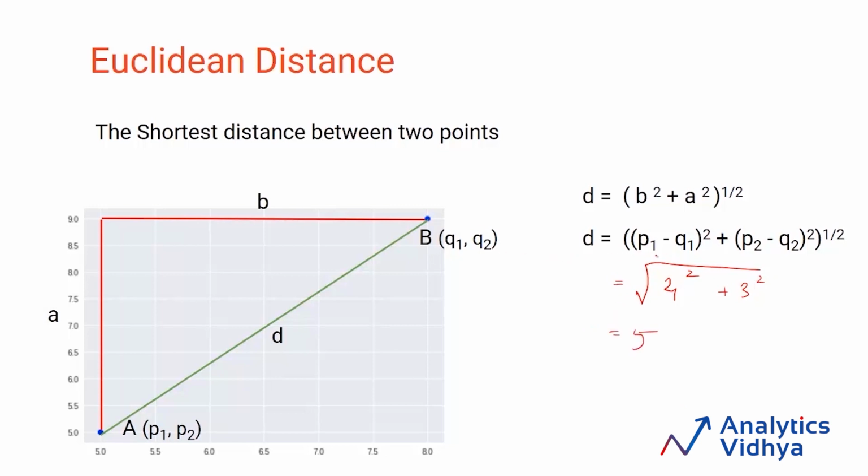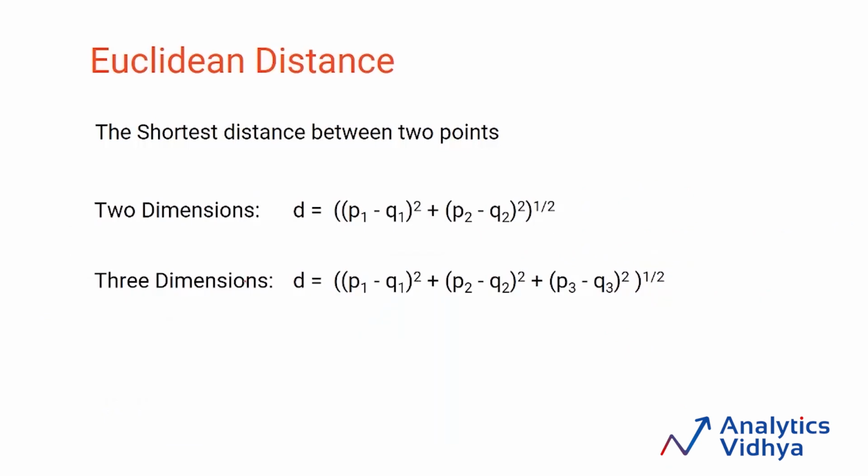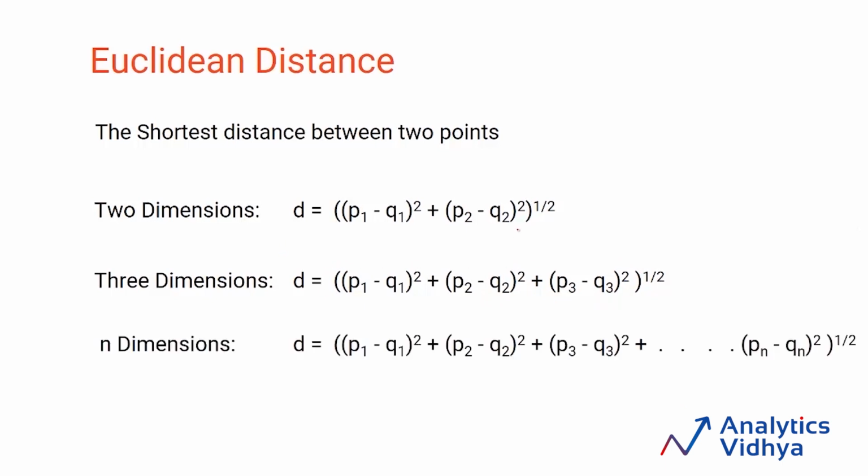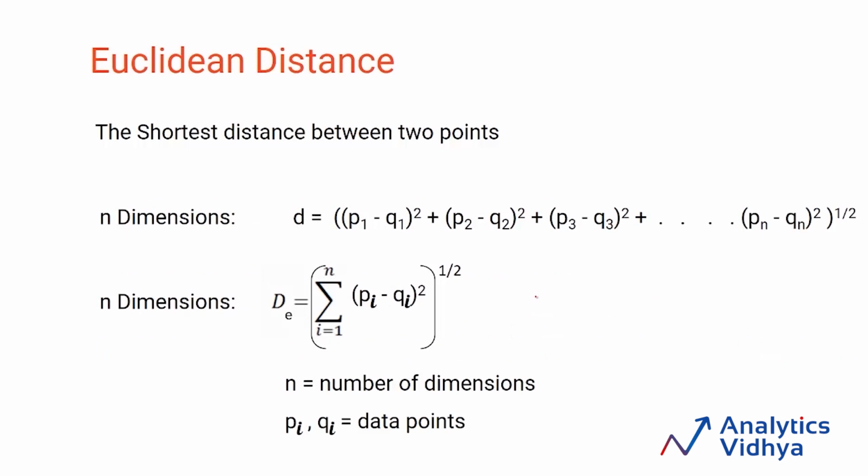Now instead of 2 dimensions, if I calculate this for 3 dimensions, we'll have P1 minus Q1 square plus P2 minus Q2 square plus P3 minus Q3 square and the root of the summation. Now if I generalize this for n dimensions, we'll have the formula something like this, and we can write this again in a more simple form. So we'll use the summation of pi minus qi square and the root of the summation. Here again we have the value n, which is the number of dimensions, and pi and qi will be our data points.